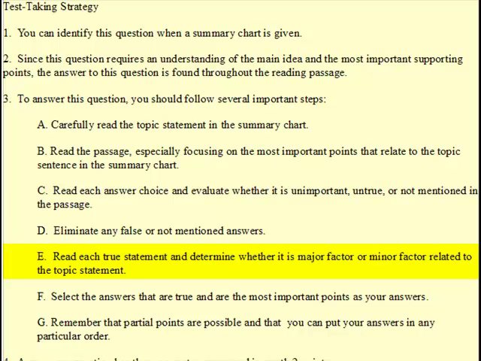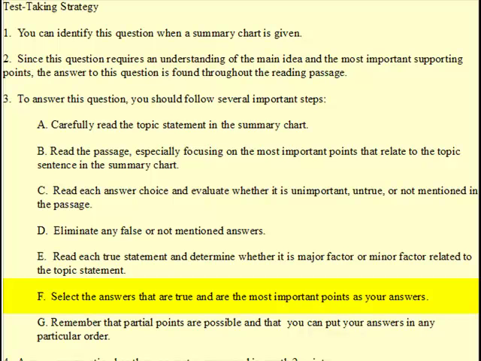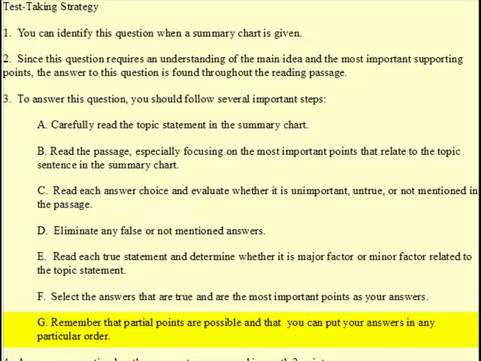E. Read each true statement and determine whether it is a major factor or a minor factor related to the topic statement. F. Select the answers that are true and are the most important points as your answers. G. Remember that partial points are possible and that you can put your answers in any particular order.